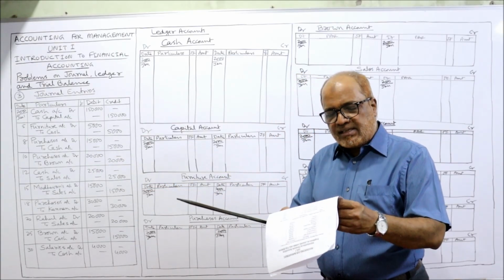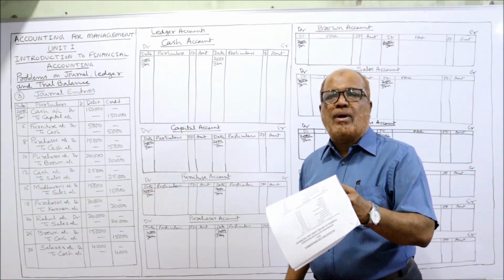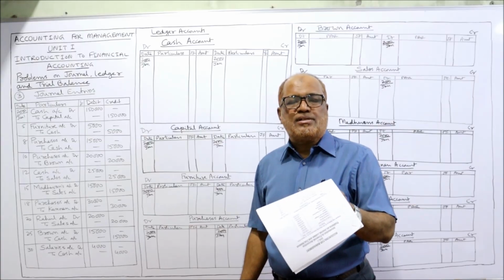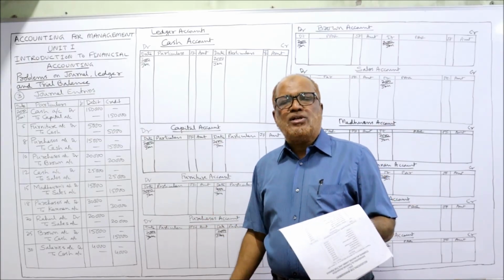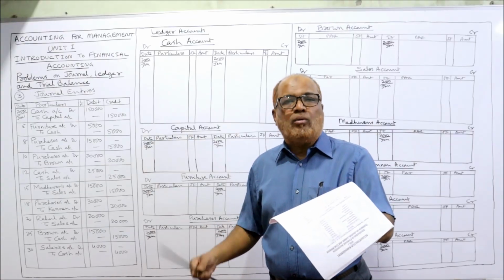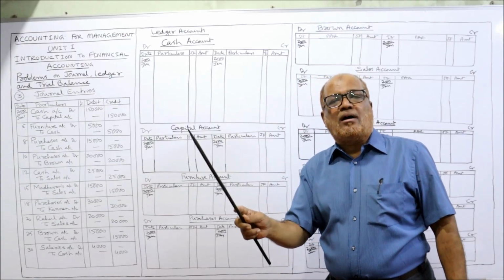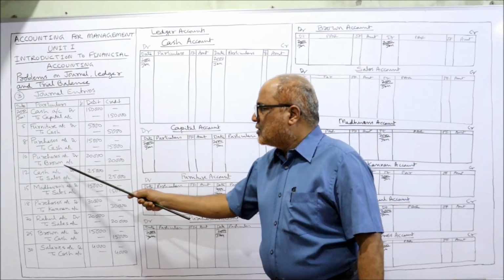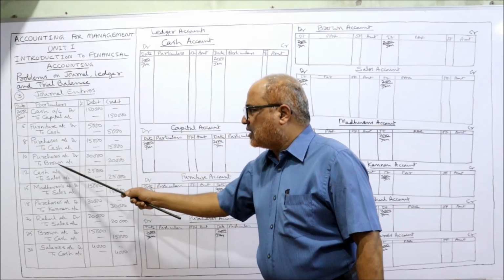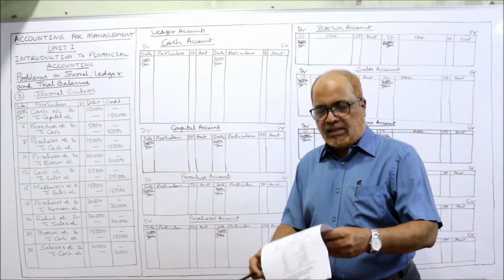Next one is 10th. Bought goods on credit from Brown. This is a credit purchase. Bought goods means purchase, and the purchase should be debited. But from whom have we purchased? Brown, so Brown should be credited. The entry will be purchases account debit to Brown account. So purchases account debit 20,000 to Brown account 20,000, being the goods purchased on credit.